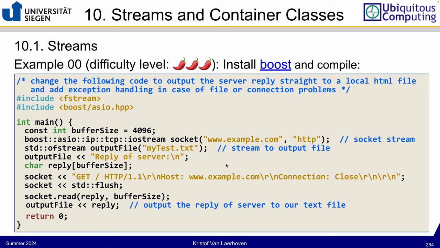And I create also a file, an output file. That's what you can see with ofstream, which I call my test.txt. And I will already write in this file "reply of server", colon, next line. So that's kind of setting things up. Then I create a bit of a buffer, like an array of characters of a certain size. And then I send, and this is our stream notation that we already know, this particular string to our server. So the computer science students among you should definitely know this. This is basically part of the protocol of HTTP.